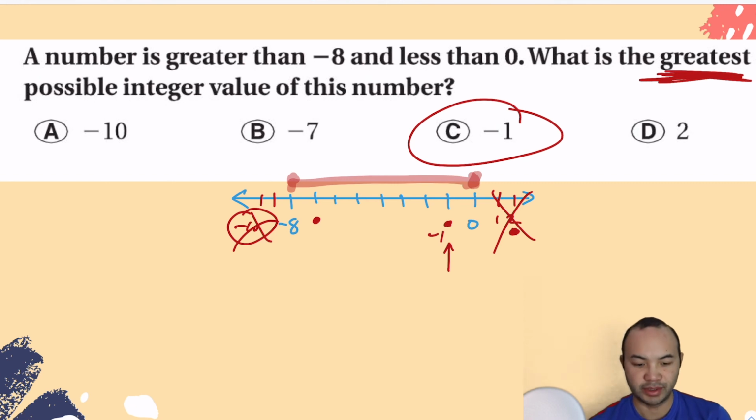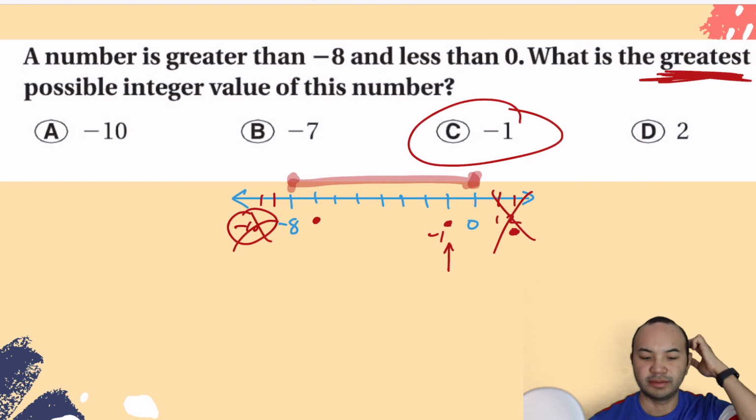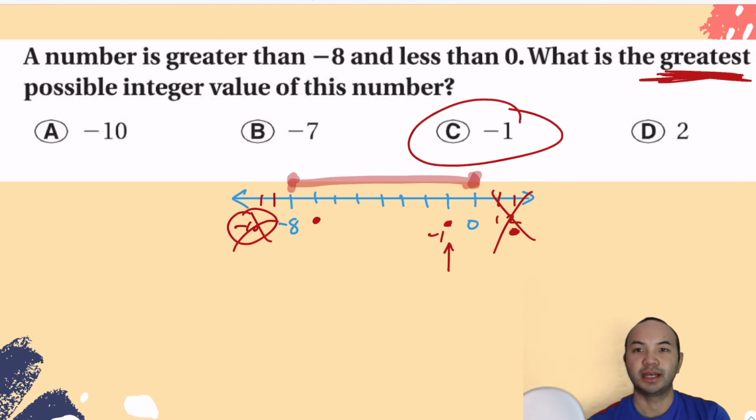And you can do this in your head if you're just thinking about it, but it's kind of hard to visualize if you're still kind of unsure about negative numbers. So drawing a number line can help a lot, and plotting all the points can help a lot to see which is in the range. So we saw that 2 and -10 is not in the range, and we saw -7 is to the left, so it's a smaller number.